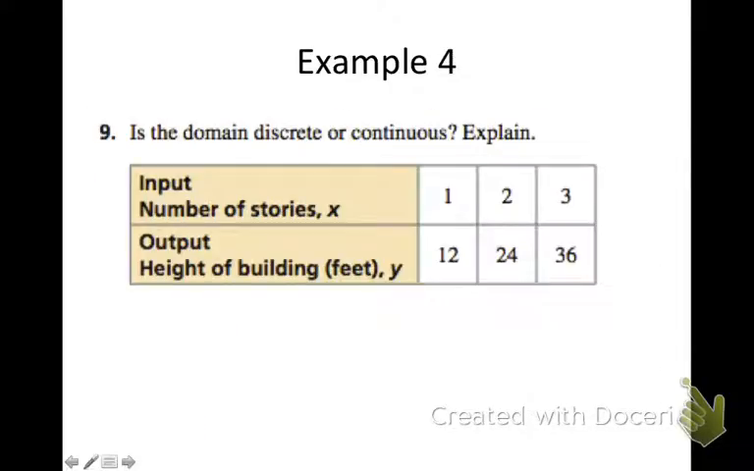And our example 4: is the domain discrete or continuous, and explain. So you have your input values, a number of stories, X, 1, 2, and 3, output height of a building, Y, 12, 24, and 36. So they're talking about the stories of a building. The stories must be a whole number, and you can't start on 0. So the answer would definitely be discrete.